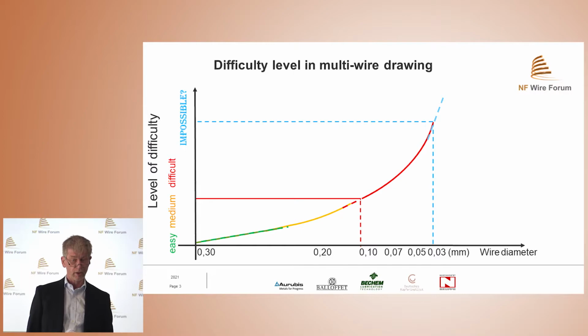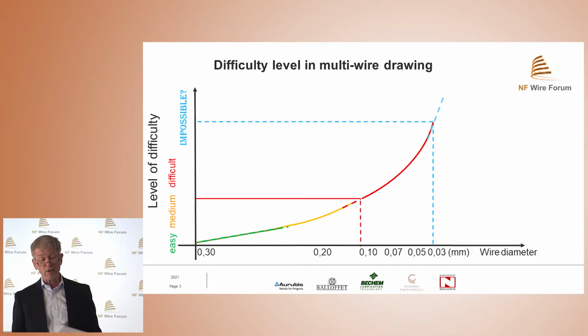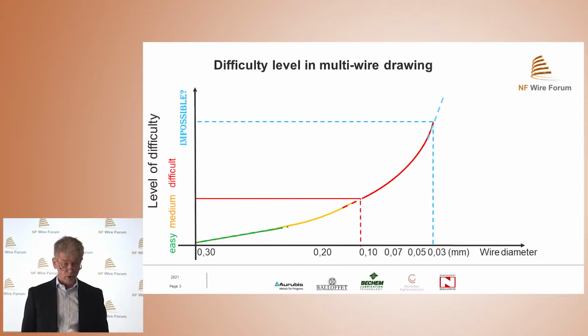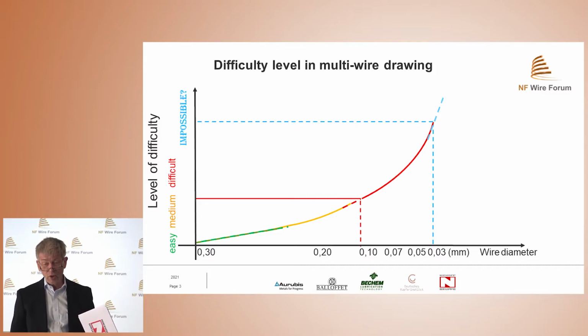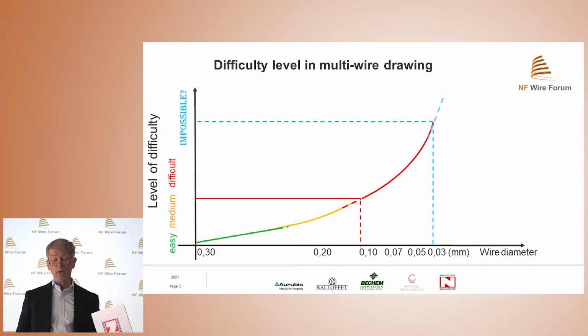Multiwire drawing can be divided into 3 levels of difficulty. Diameters bigger than 0.25 millimeters I call easy. Diameters between 0.25 millimeters and 0.15 millimeter I call medium. And diameters less than 0.15 millimeters we can call difficult. We can continue that too. For example, diameters less than 0.03 millimeters we call impossible in wire drawing mode.